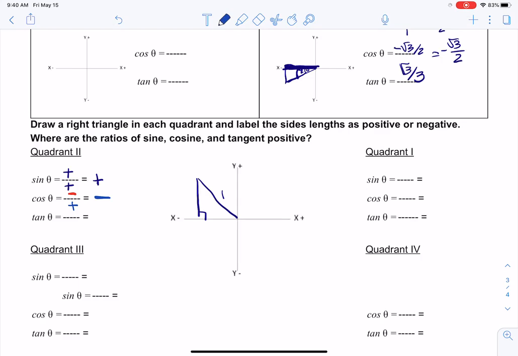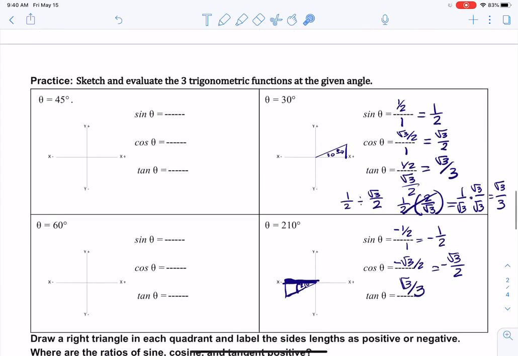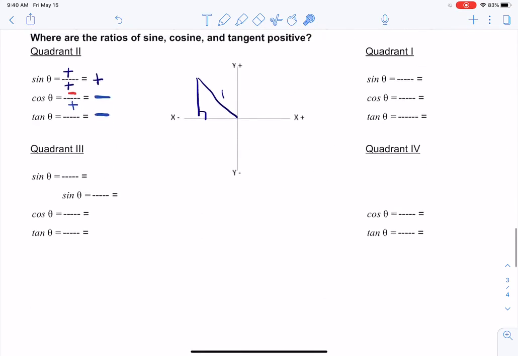And tangent is going to be a negative divided by a positive, so it's also going to be negative. Again, tangent is opposite, a positive value, over adjacent, in this case a negative value. A positive divided by a negative is a negative. All right, you guys try and fill out the last bits of this and let us know if you have questions.